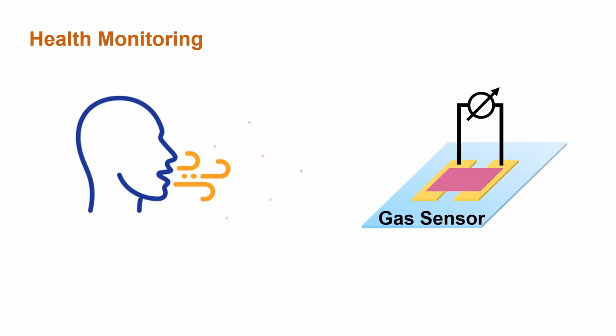Every time we exhale, we release hundreds of different compounds in the air, which can reflect our health condition. If the level of particular compounds changes, it could be an indicator of some diseases at an early stage. This can remind us to consult a doctor or to have a detailed examination in the hospital.